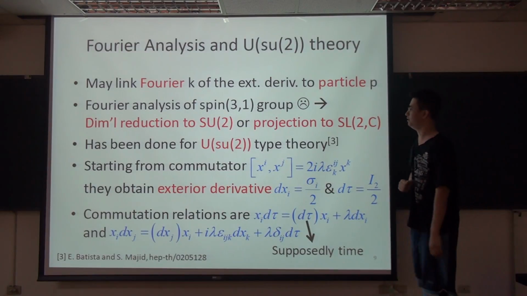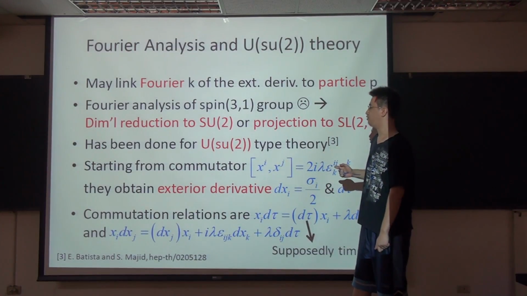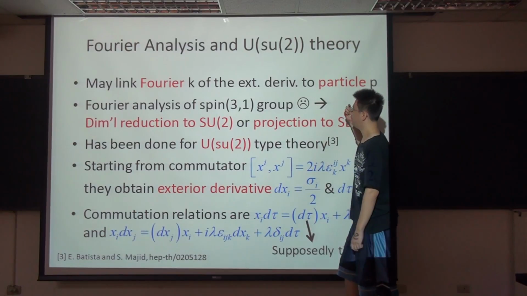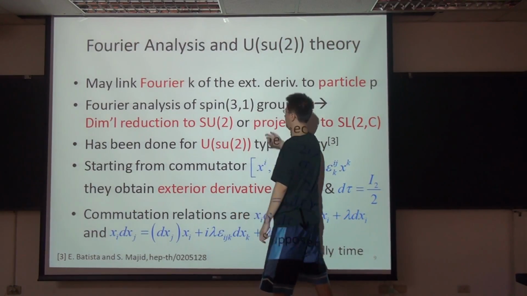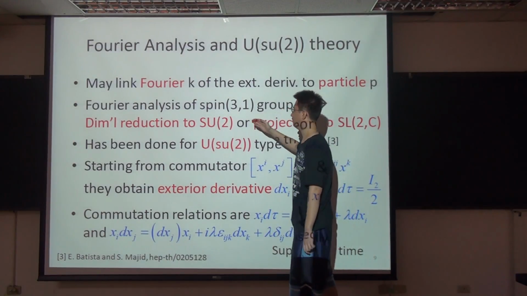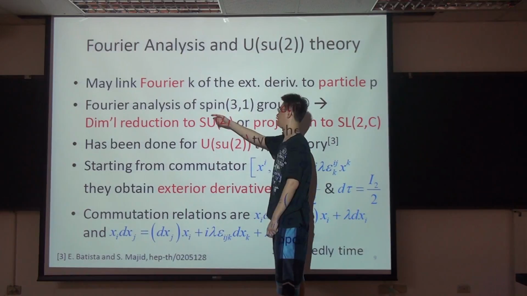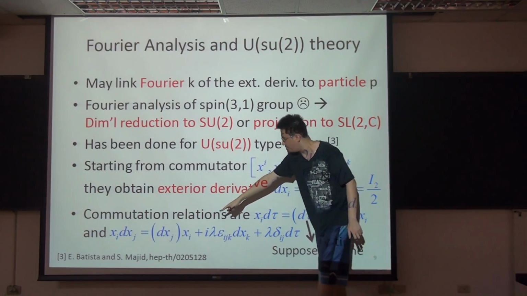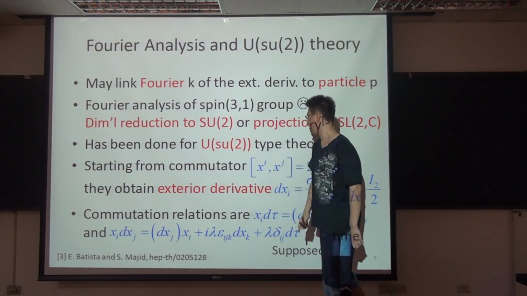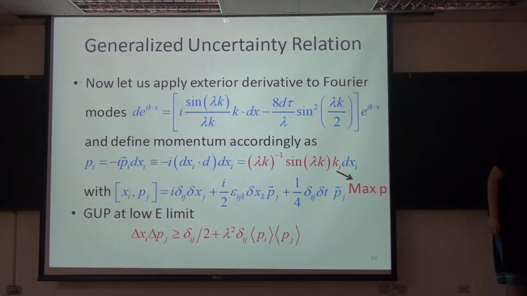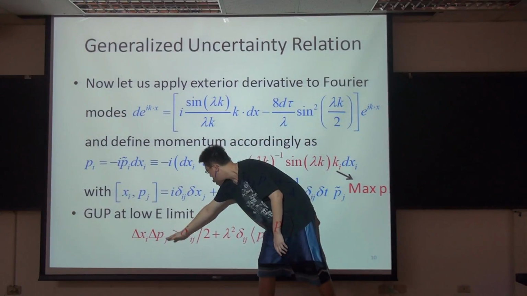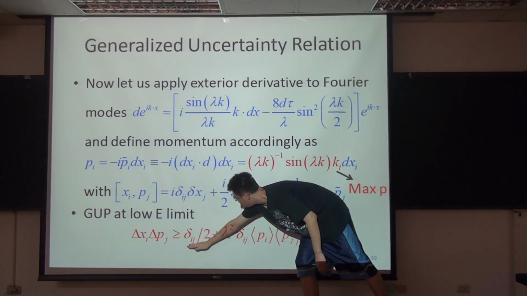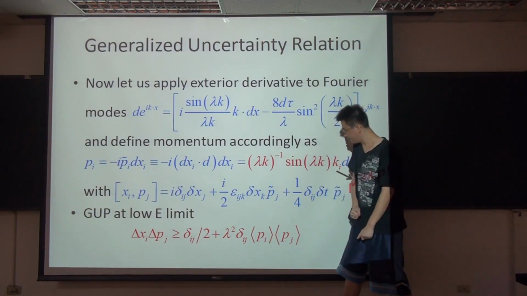So the next step is to obtain the generalized uncertainty principle. So we can link Fourier mode K to the particle momentum P. However, for Fourier analysis on Spin(3,1) group, unfortunately, I do not know how to do it. So instead of considering the full Spin(3,1), I may consider a simpler one, Spin(3) or rotation to SL(2,C). It has been done previously by others, like Batista and Majid, so I just took their result. Let me skip this one. So basically the result is quite simple. And the low energy limit is basically the usual generalized uncertainty principle, which is the usual term plus the quadratic term in terms of momentum. So nothing special.